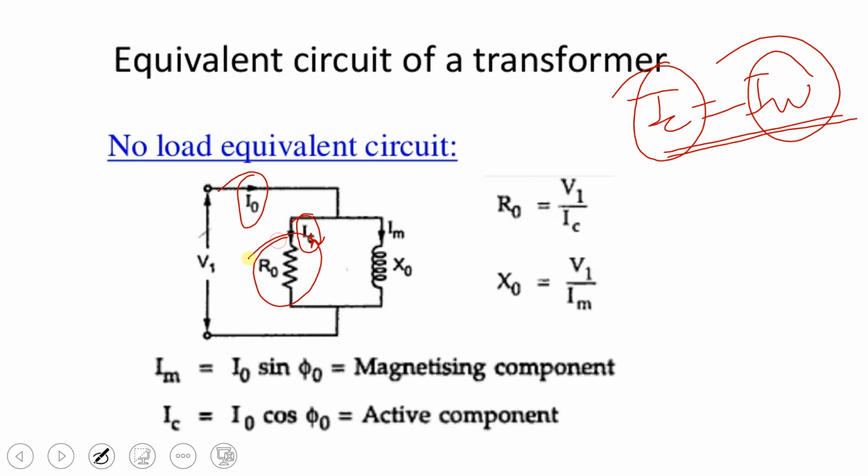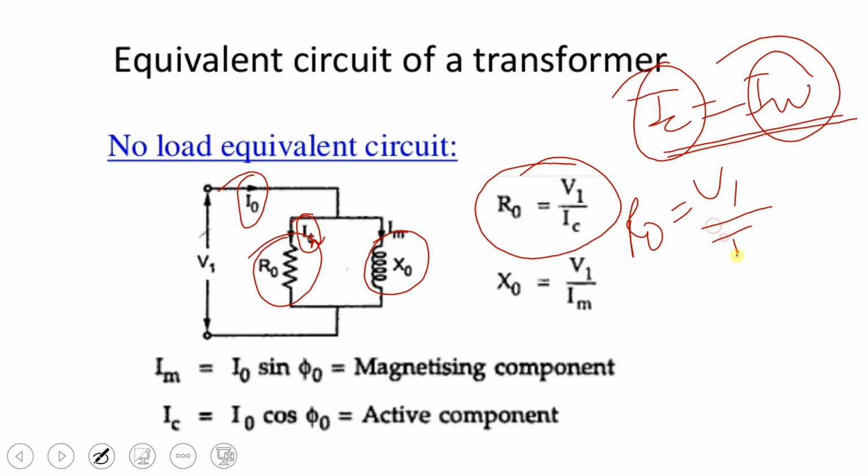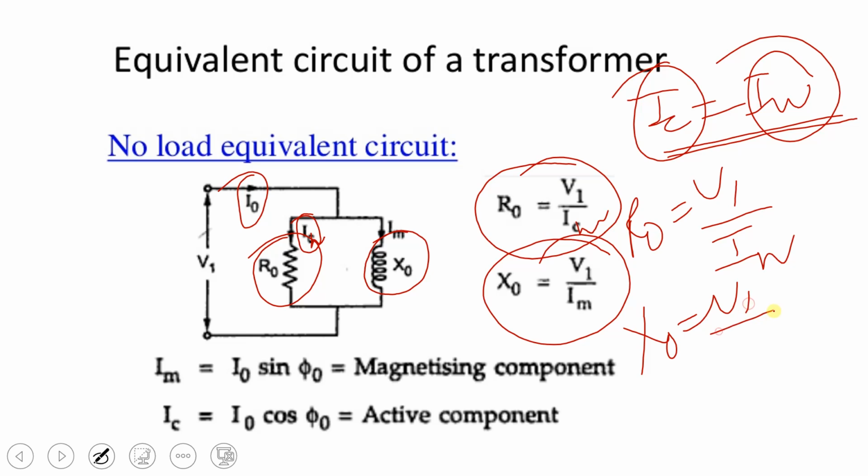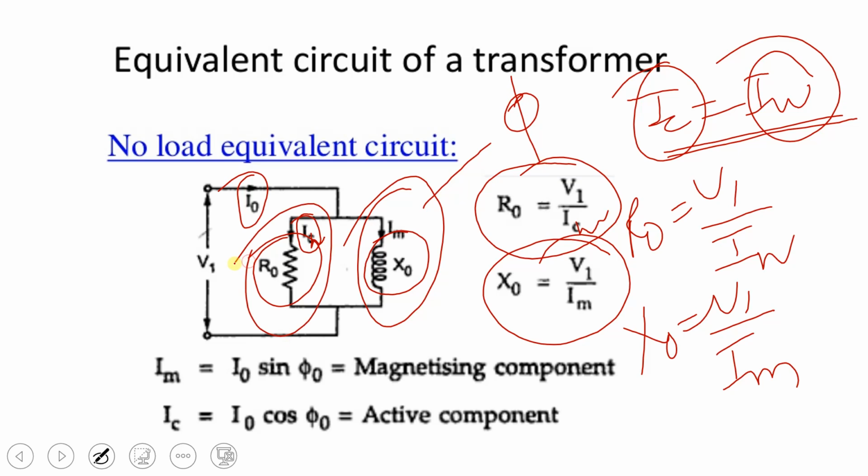So this is R0. R0 is the resistance due to primary windings, and X0 is the reactance on the primary side. R0 is given by this formula: R0 is equal to V1 upon Iw. And X0 is equal to V1 upon the magnetizing current. This produces the flux in the core, and this causes the losses.